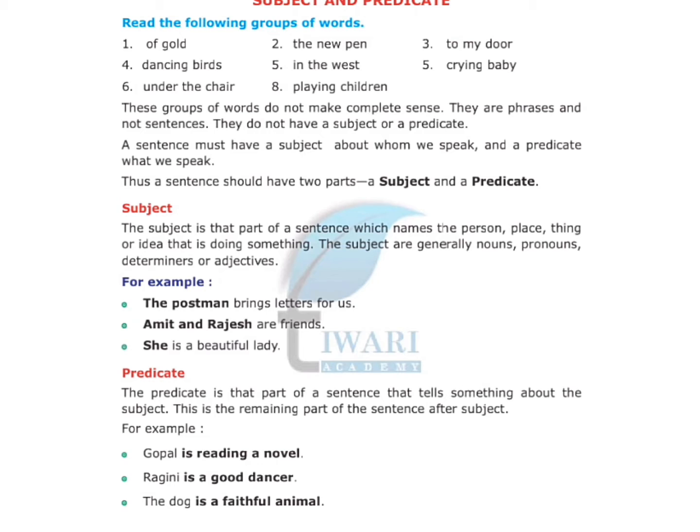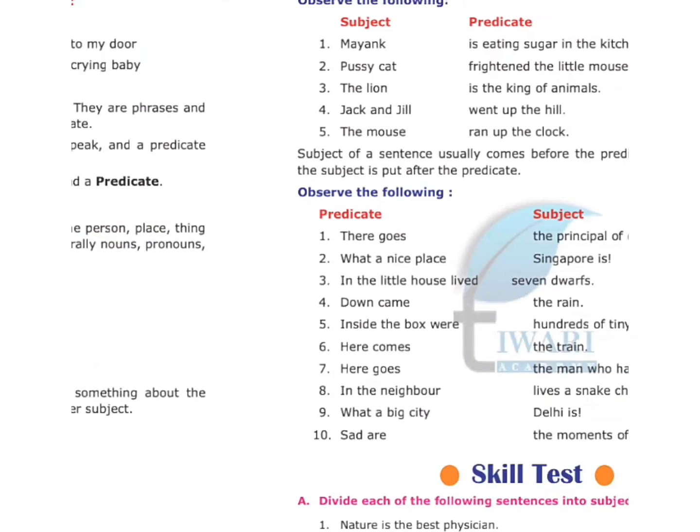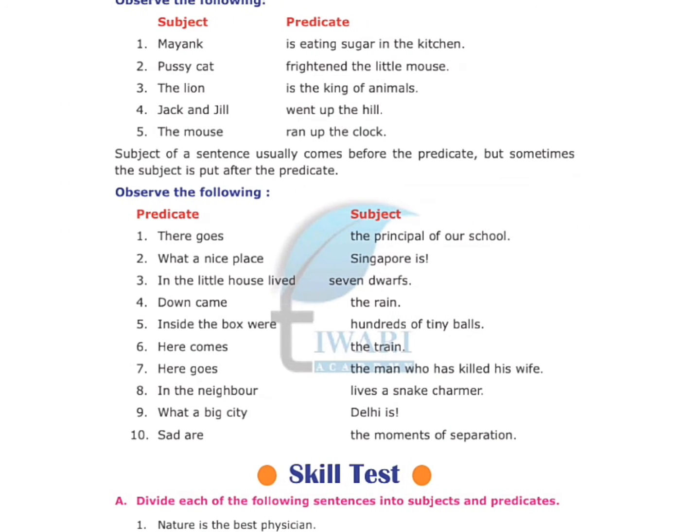The predicate is the part of a sentence that tells something about the subject, that is, the remaining part of the sentence after the subject. For example, Gopal is the subject, but is reading a novel is the predicate. Ragini is the subject, is a good dancer is the predicate. Dog is the subject, is a faithful animal is the predicate. Subjects here: Mayank, pussycat, the lion, the mouse. Predicate: is eating sugar in the kitchen.